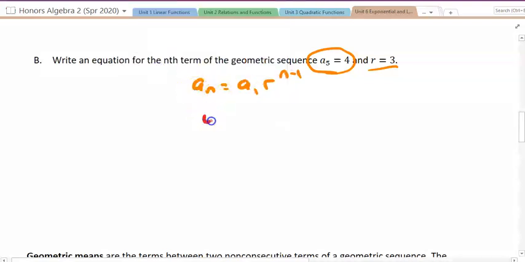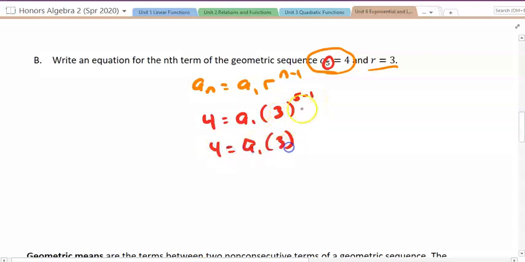And so I'm going to get the a sub n is 4, because it's a sub 5. The a sub 1 is our unknown. The ratio we're told is 3. And what term of the sequence did we plug in for a sub n? It was the 5th term, so I'm going to get 5 minus 1 for this power. And so we're going to get 4 is equal to a sub 1 times 3 to the 5 minus 1. 5 minus 1 is 4. And so I'm going to get 4 is equal to a sub 1 times 3 to the 4th. 3 to the 4th is 81. I'm going to divide both sides by the 81 here.